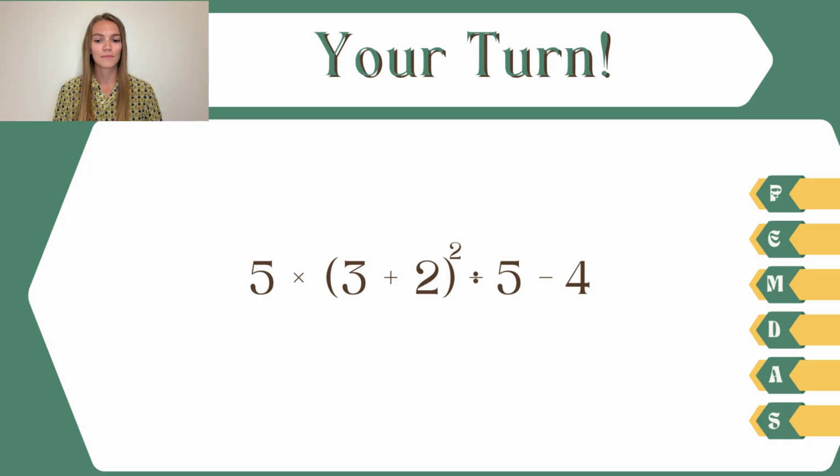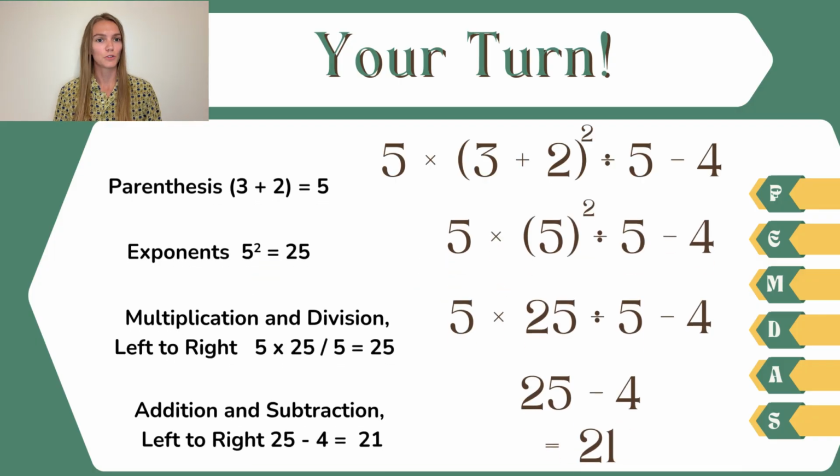How did it go? Let's see it together. So, first I do parentheses. 3 plus 2 is 5. Then I do the exponents. 5 squared is 25. Now I can do multiplication and division, from left to right. 5 times 25 is 125. Divided by 5 is 25. And now I do addition and subtraction. In this case, only subtraction. 25 minus 4 is 21, our final answer.